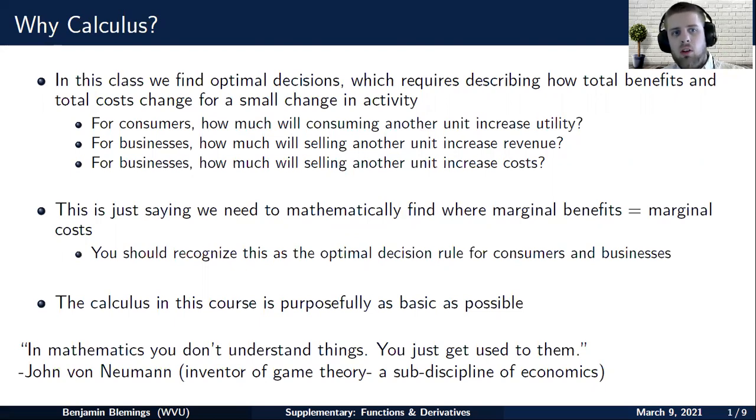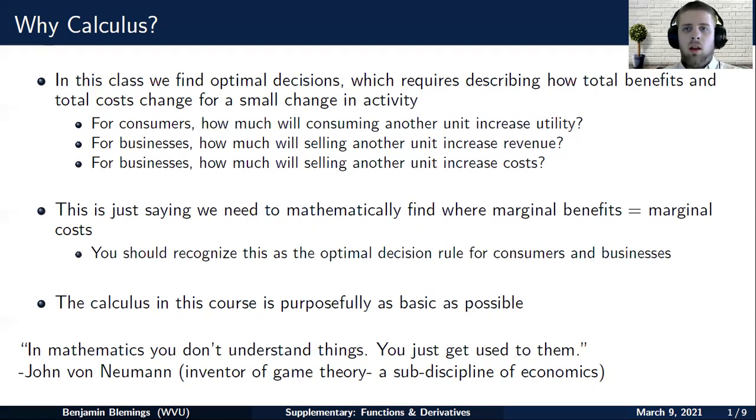And that is, we need to mathematically find out where marginal benefits equal marginal costs. And so you should recognize this as the optimal decision rule for both consumers and businesses. And so how we get to that is we take the derivatives of the total cost or total utility or total revenue functions. And that gives us the marginal utility or marginal revenue and marginal cost. And so in this course, I make the calculus purposefully as basic as is humanly possible to still help describe and fulfill the learning outcomes.